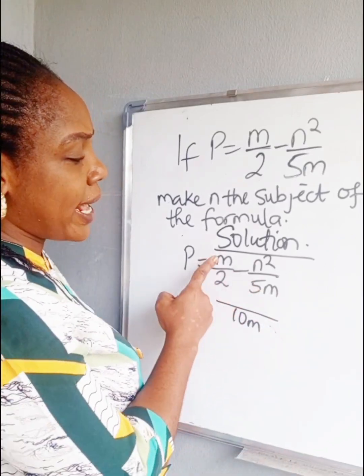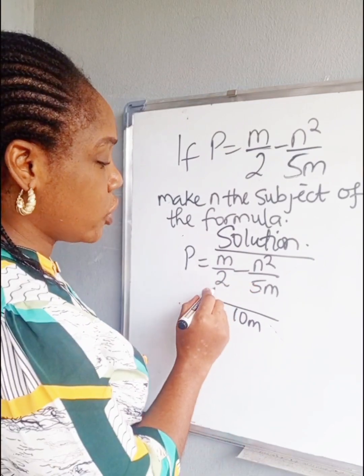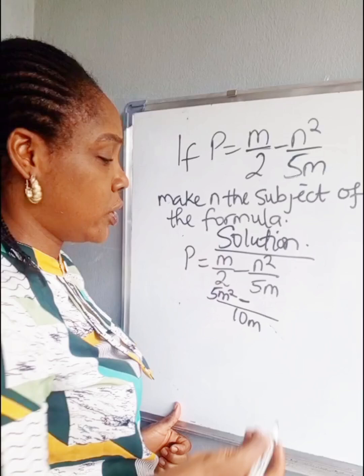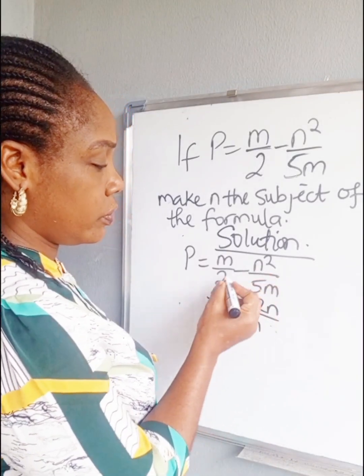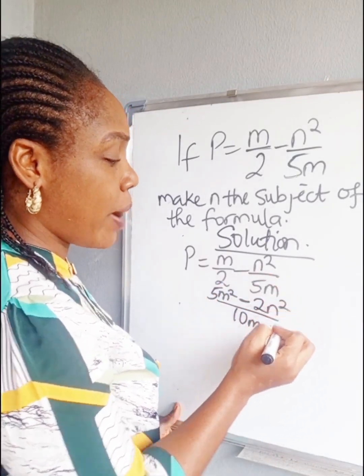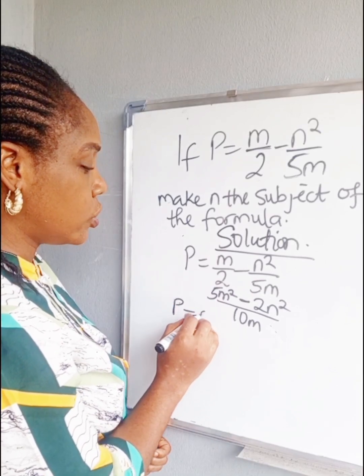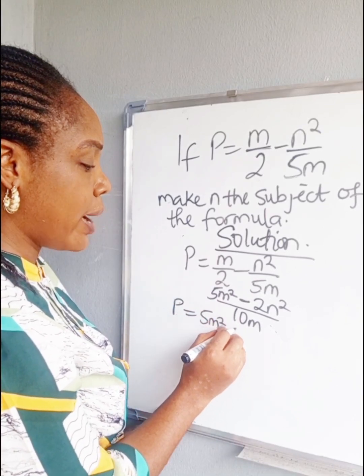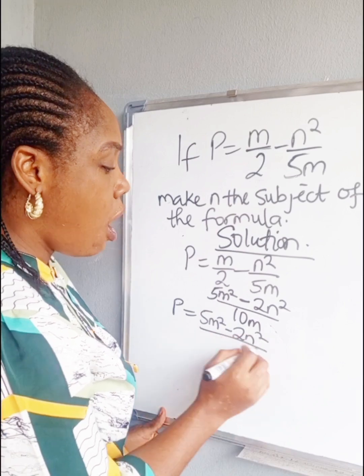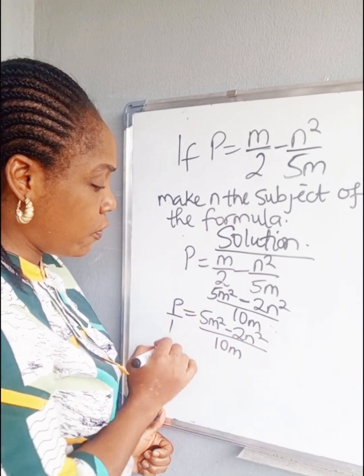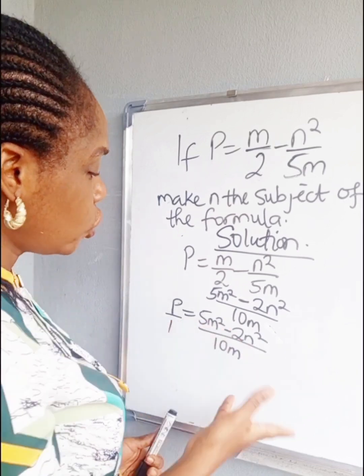Then we multiply m and 5n. That gives us what? 5mn. Then 2 times n raised to the power of 2 is 2n raised to the power of 2. So we have P is equal to 5mn minus 2n raised to the power of 2 all over 10n. We can make this a fraction all over 1, okay? So now we have this.